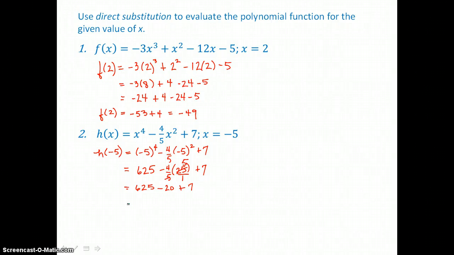plus 7. And again, I'm going to add my positives and negatives separately and then add the two together. So I'll have my positives first. 625 plus 7 is 632. And if I subtract 20, the value of this function when x is negative 5 is 612.